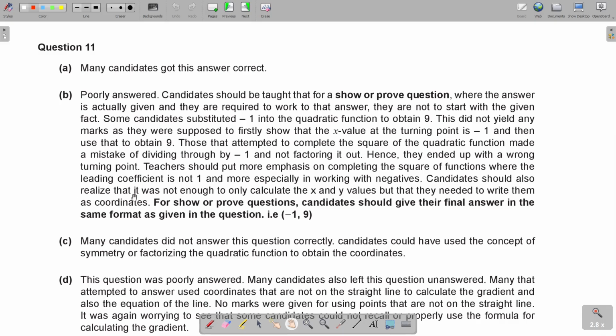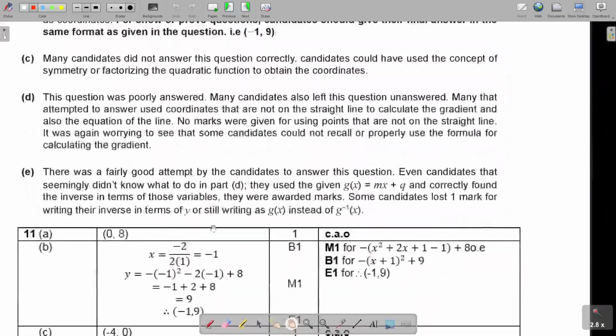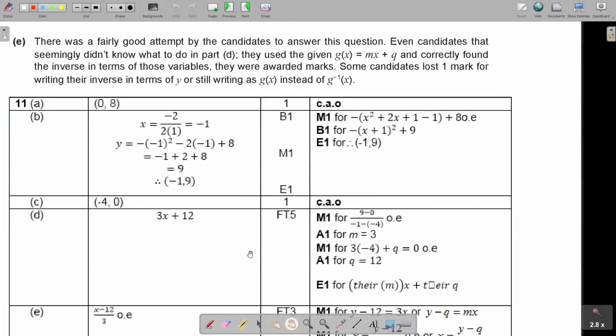Candidates should also realize that it was not enough to only calculate the x and y values, but that they needed to write them as coordinates. For a show or proof question, candidates should give their final answer in the same format as given in the question. So you must end with the turning point. If you look here, you will see, if you take out the negative, there you got it, and then reading it from there.